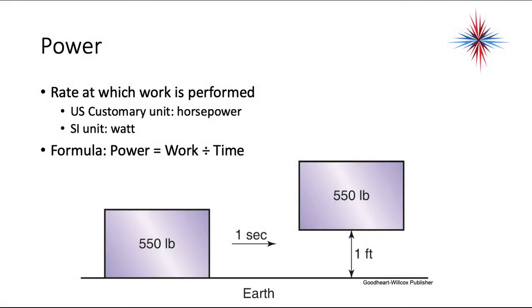Power is the rate at which work is performed. For US units, we're using horsepower. For standard units, we're using watts. So power equals work divided by time. So if we're moving 550 pounds in 1 second, 1 foot up, okay? Power equals work divided by time.